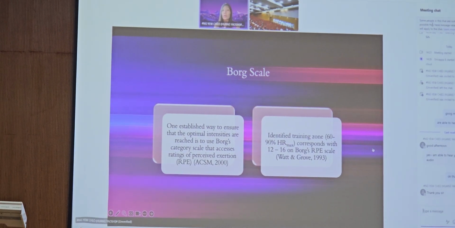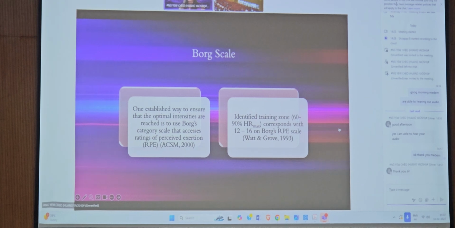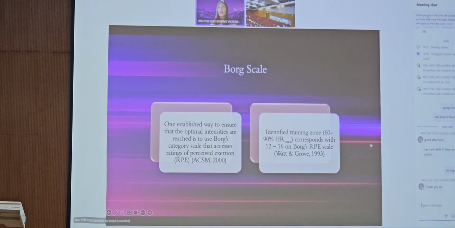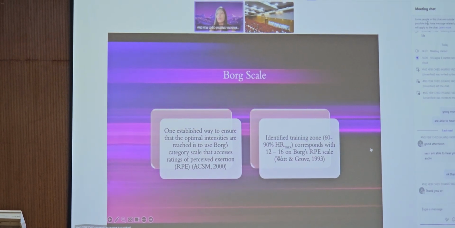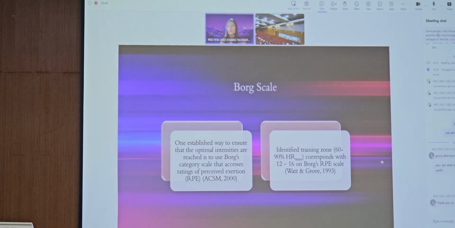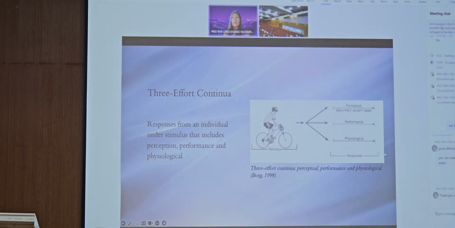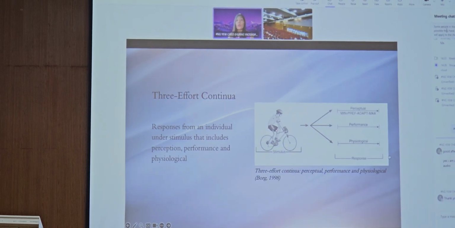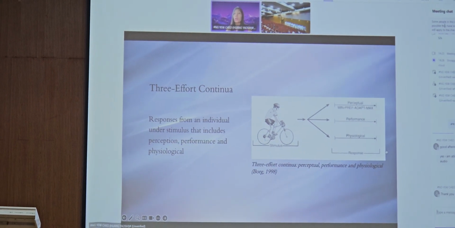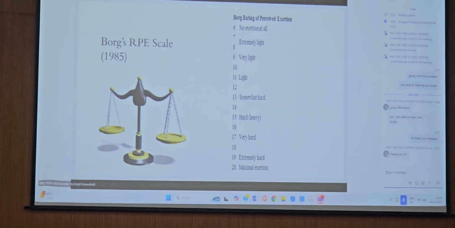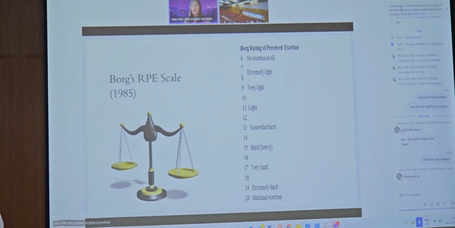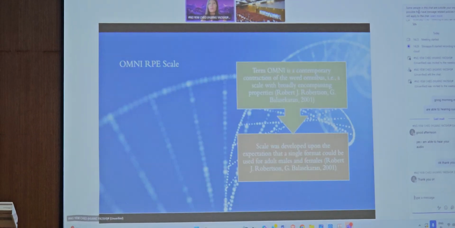So we are all familiar with the Borg scale. The Borg scale is 6 to 20, and it assesses the ratings of perceived exertion. It has identified the training zone of 60 to 90% of your heart rate max, which corresponds to 12 to 16 on the Borg RPE scale. It is based on the three-effort continuum, where the responses from an individual under stimulus include perception, performance, and physiological. This is the Borg scale that we're all familiar with, 6 to 20, from no exertion at all to maximal exertion.